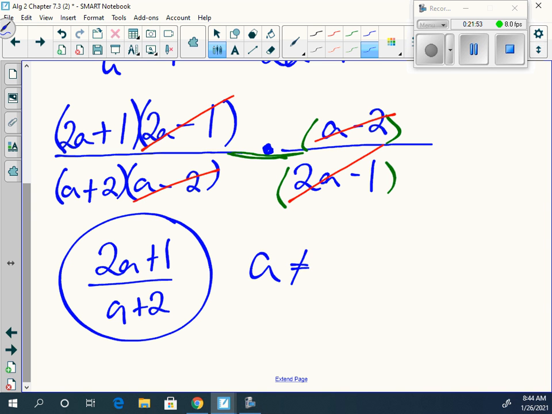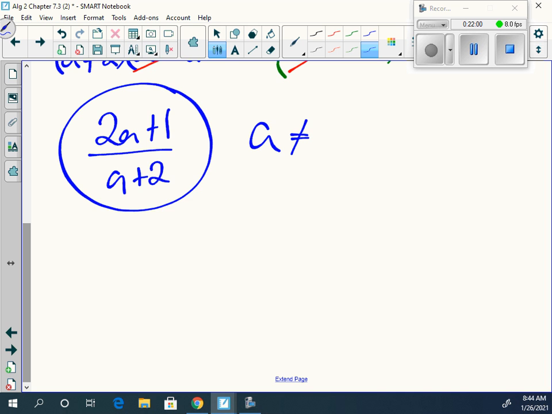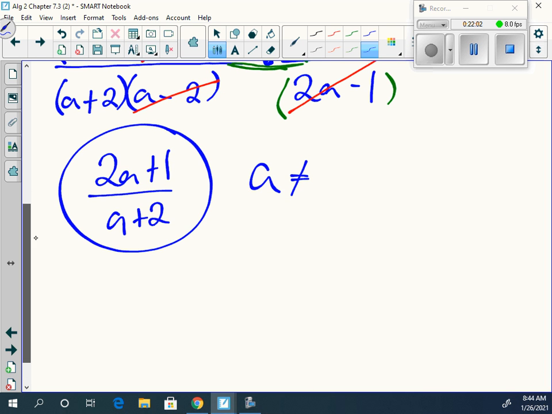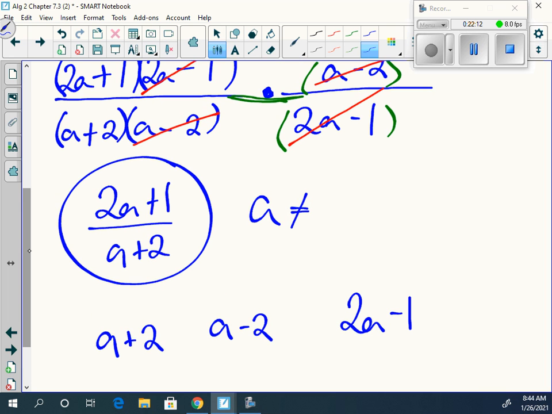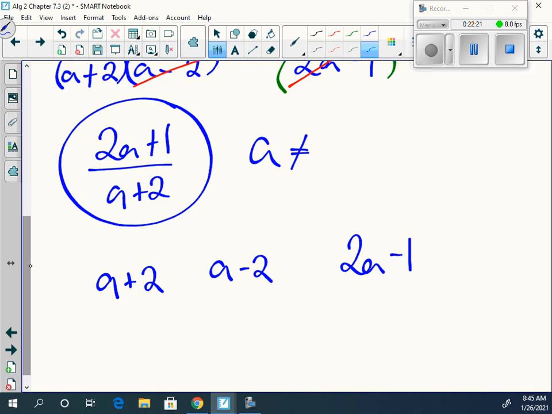Now, we still need to look at our restrictions. What A cannot be. So A plus 2 is one of them. A minus 2 is another. And then over here we have 2A minus 1. And we can check on top, well, it's A minus 2. We already have it, so we're good there. So the numerator of the second rational expression didn't add anything because we already have it.